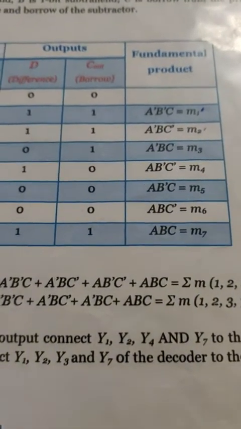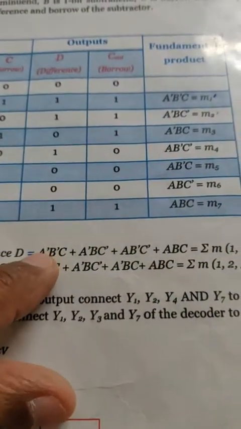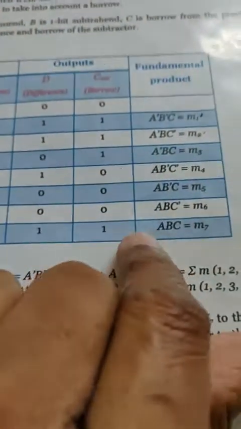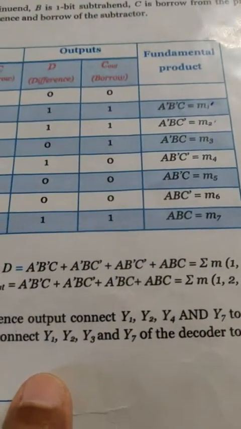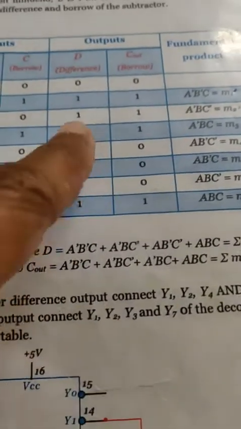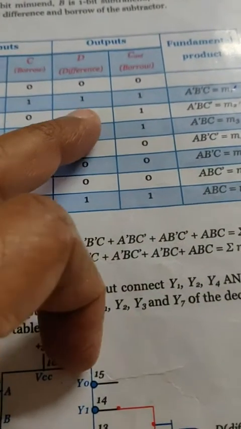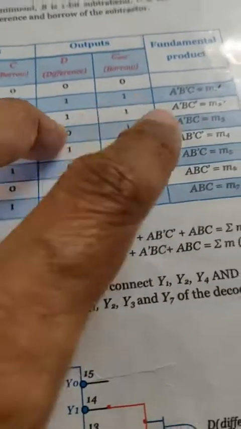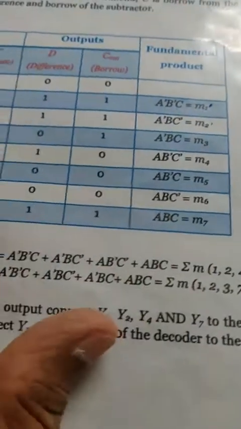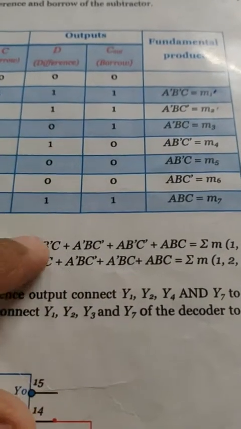Now you locate that there are 2 outputs. One output is the difference, the second output is the borrow or carry, whatever you designate. Now you have to locate in the truth table the min terms for whichever outputs are high. Here this is 1, this is 1, this is 1, and this is 1.